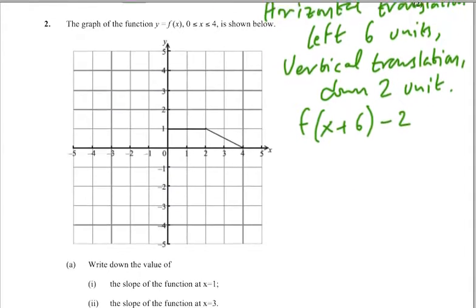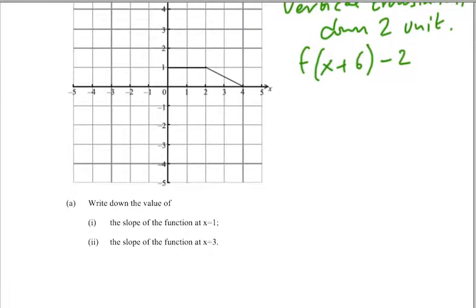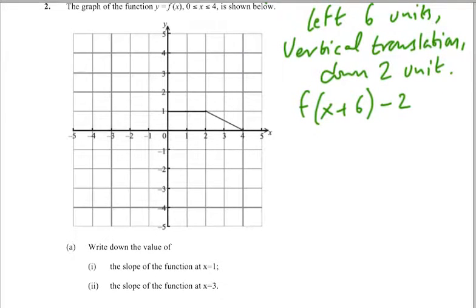So let's move on to number 2. Number 2, we can see, okay, so the graph of the function y of x, this is some graph. Write down the value of the slope of the function at x equals 1. So at x equals 1, which is right here, this line here is relatively flat. And it's not relatively flat, it is exactly flat. So the slope of anything that's flat is 0. So in this case, m equals 0.